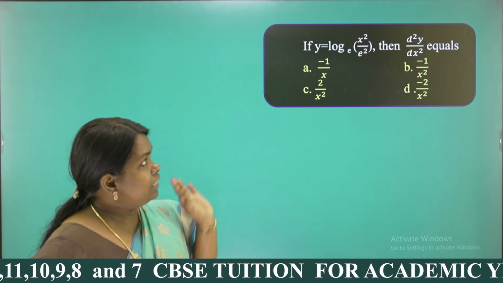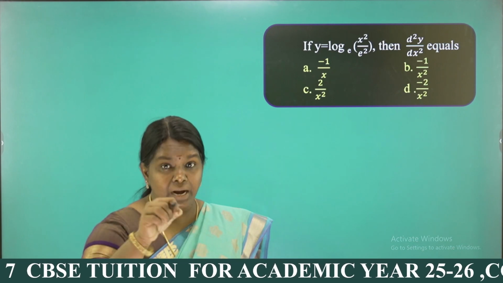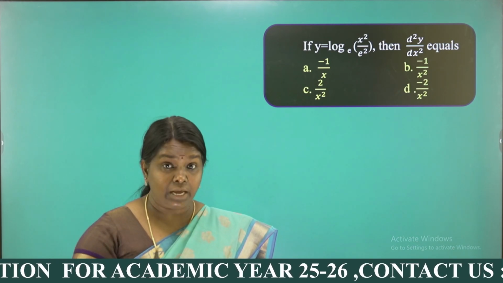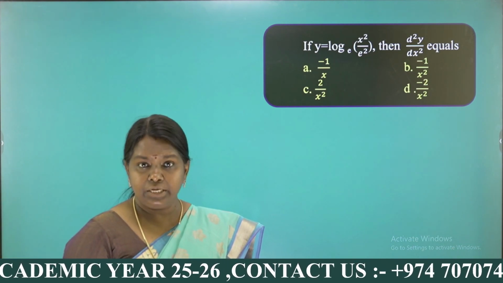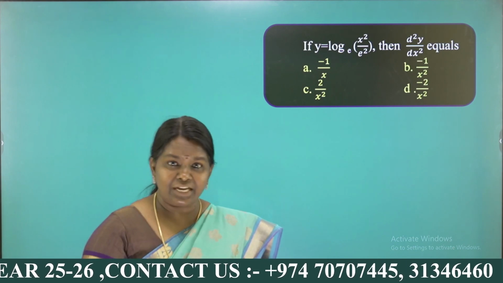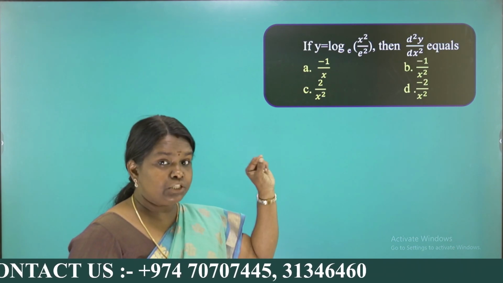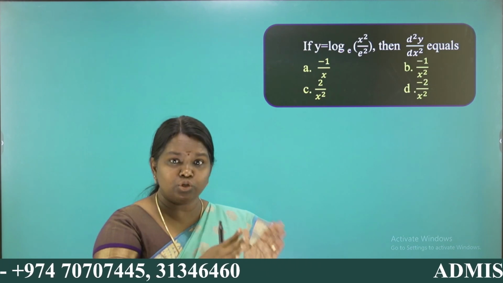Okay, y is equal to logarithm of x square by e square, then d square y by dx square. I mean, you are supposed to find the second order derivative. Clear? Of course, without finding the first order derivative, you can't find the second order derivative, right? And the base here is e. The base of the logarithmic function is e. No problem, you can just discard it because it is the natural base.